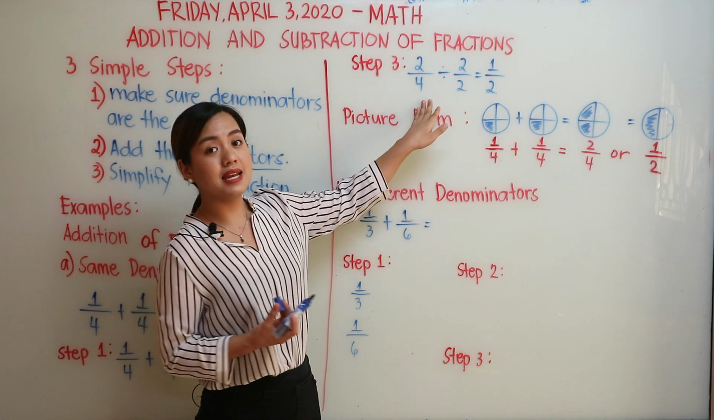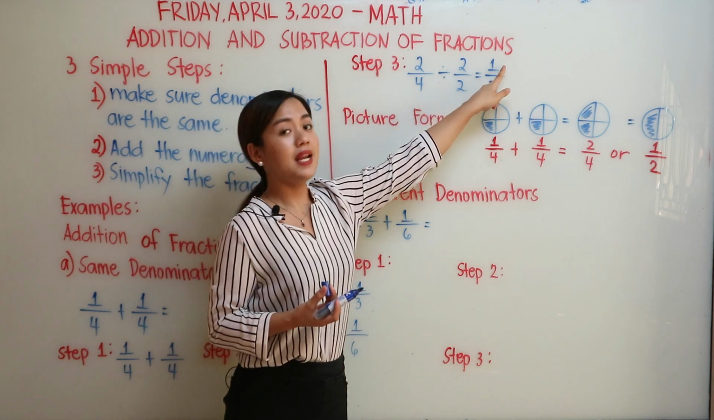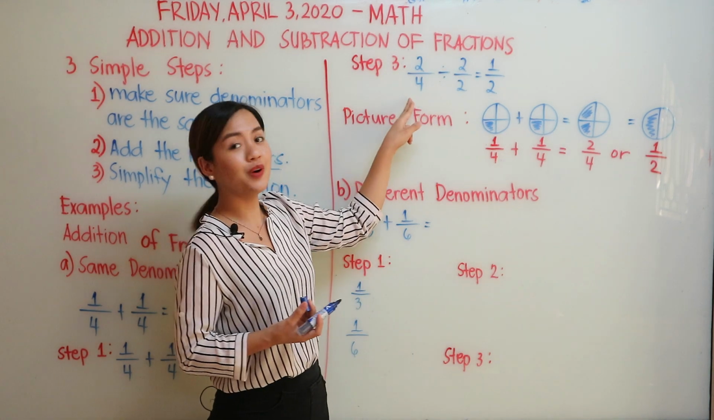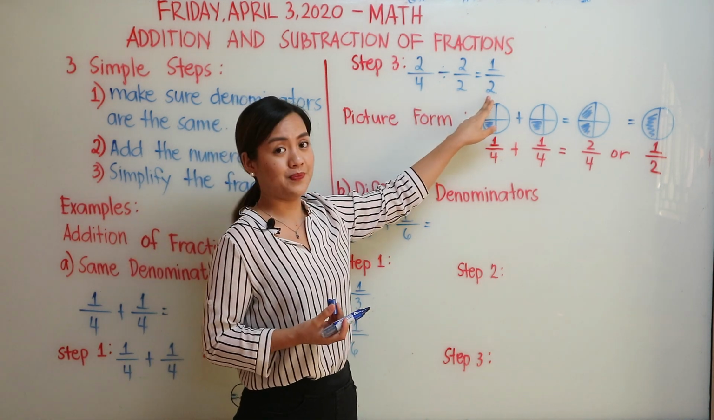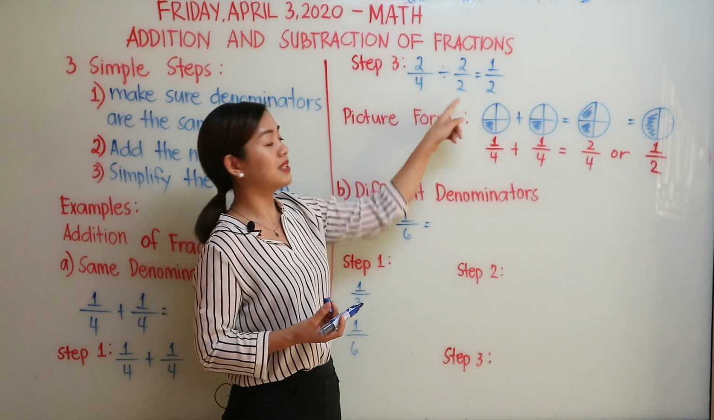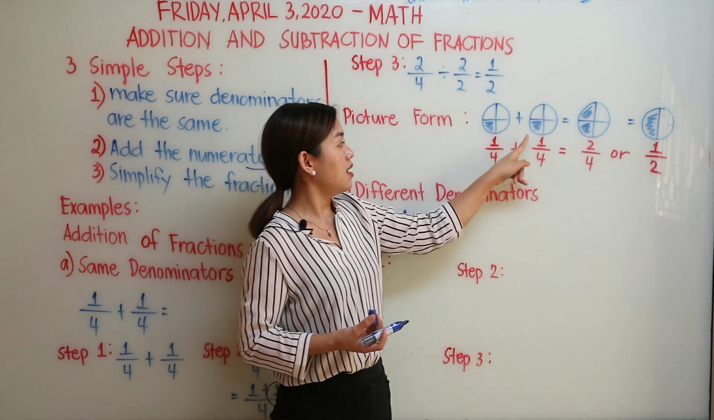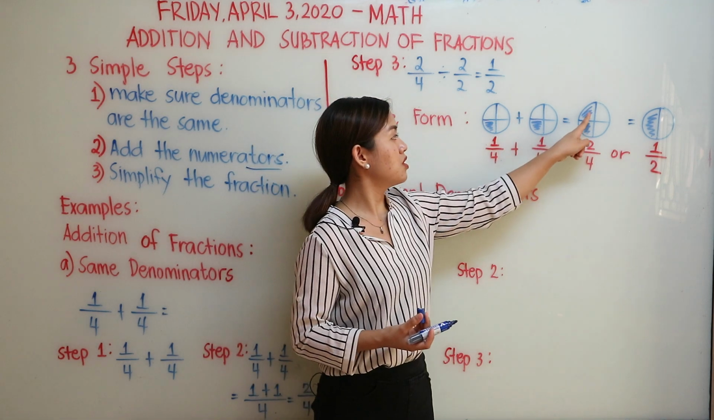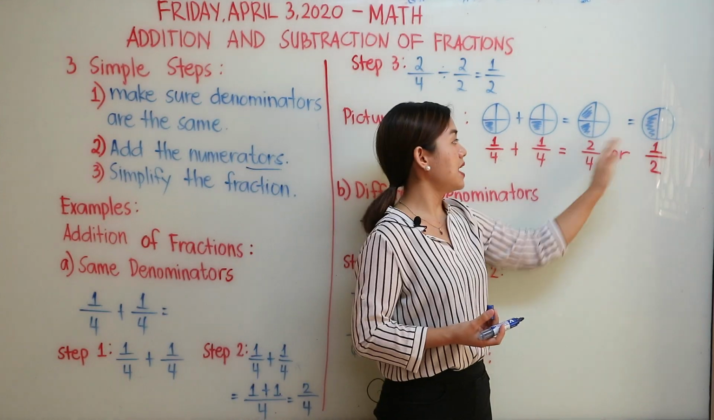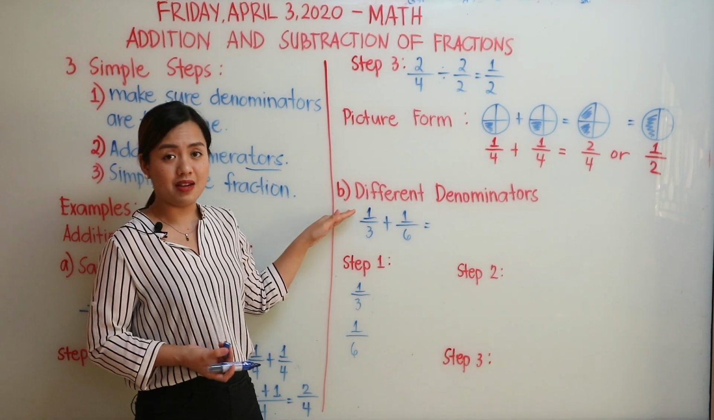Okay, so I divided it by 2 over 2. So 2 divided by 2 is 1, and then 4 divided by 2 is 2. Okay, so we can no longer simplify this one because the numerator is already 1. Now, if we look at this in picture form, as you can see here, this is 1/4 added to 1/4, and it becomes 2 over 4, which is also the same as 1/2. Same shaded area.